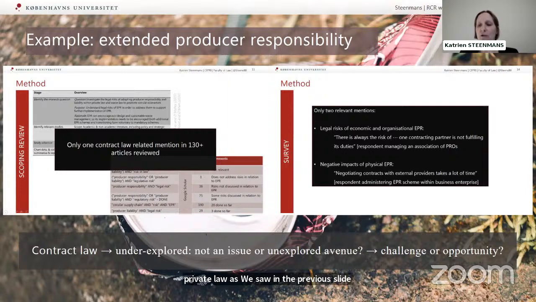This means that contract issues are not on the radar, and this could be either because it's not an issue, or because it's an unexplored avenue, which provides either opportunities or challenges in relation to EPR. And this is, again, surprising because even though it's introduced as a public law tool, it is implemented through private relationships. So hopefully that has clarified why private law has a role to play within measures that can help or support these transitions to a circular economy.